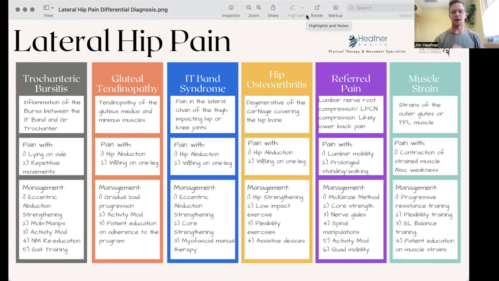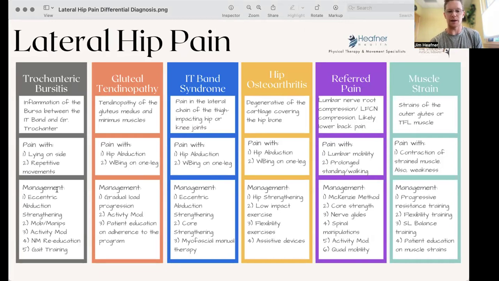In this video, we are going to cover differential diagnosis of lateral hip pain. This is going to be a slightly shorter lecture, and we're going to spend more time on the anatomy portion of it because the things I want you to see are of these six main causes of lateral hip pain, hip osteoarthritis and referred pain, well, actually mainly referred pain, have slightly different management.